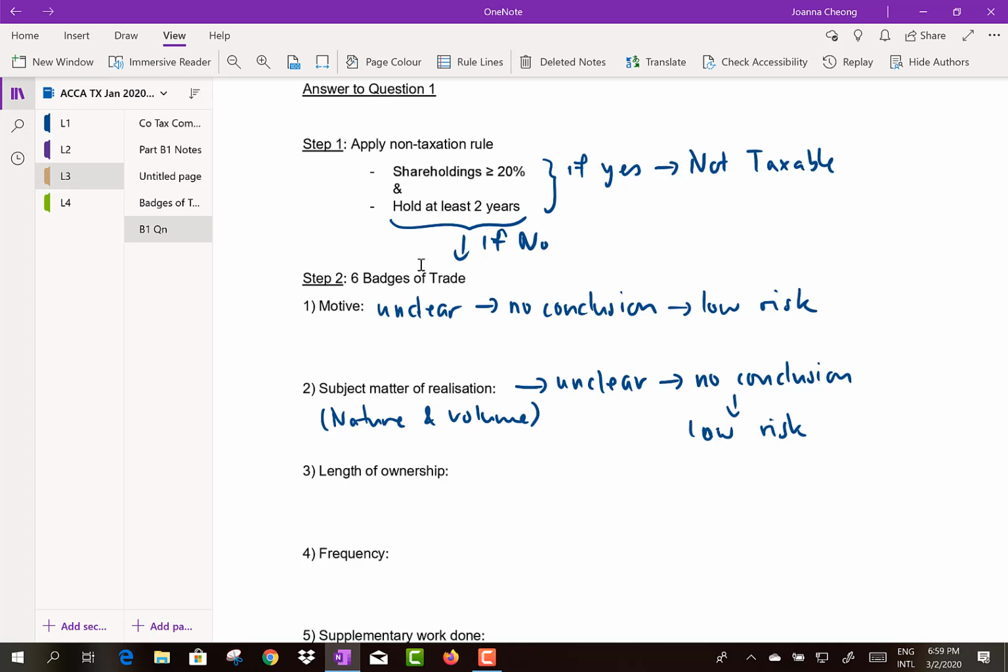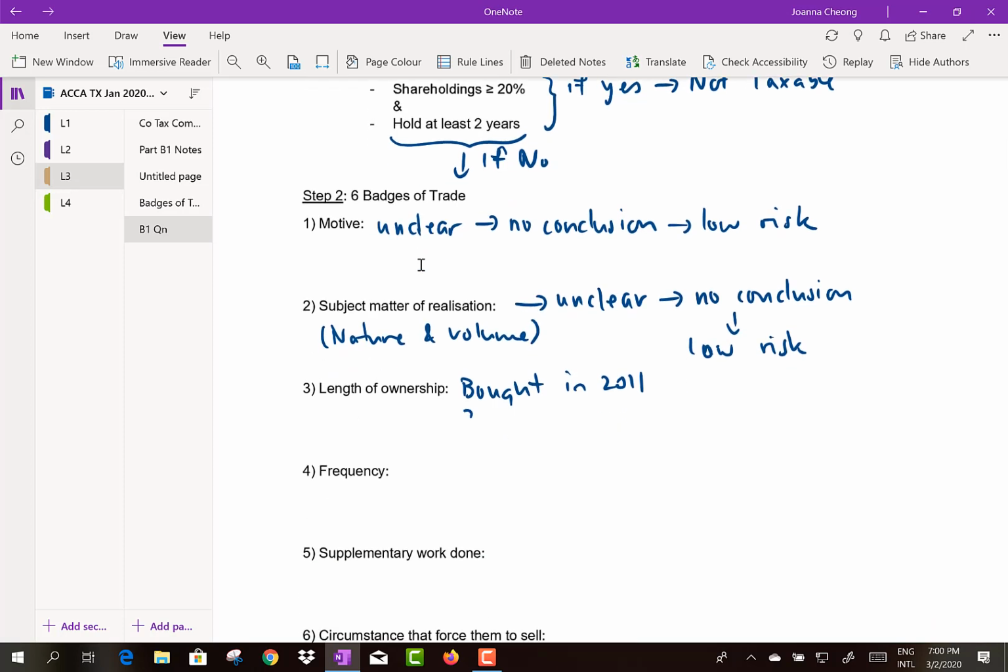Because of this fact, you can use it to argue that it is unlikely to be a trade. Just state the fact: it bought in 2011 or 2012, if you want, you can put 2012, and sold in 2019. Because of that, it is pretty long term, so it is unlikely a trade. What about the frequency of transaction?